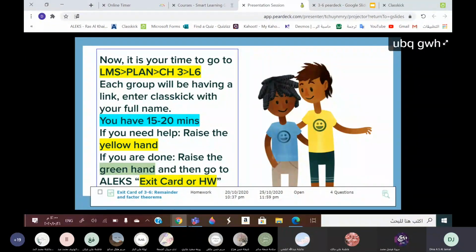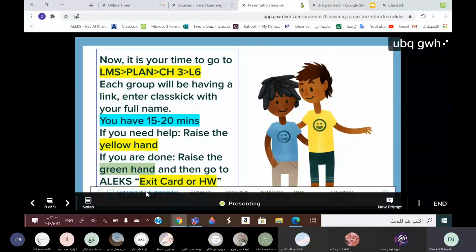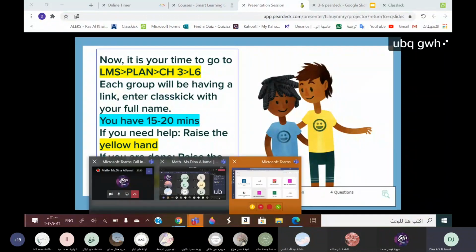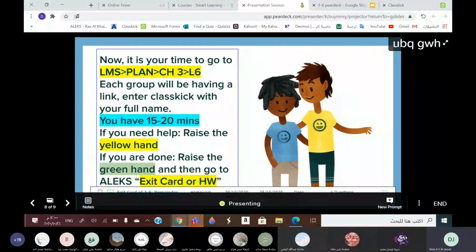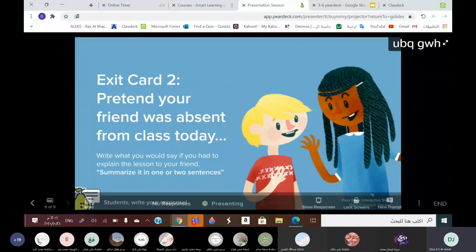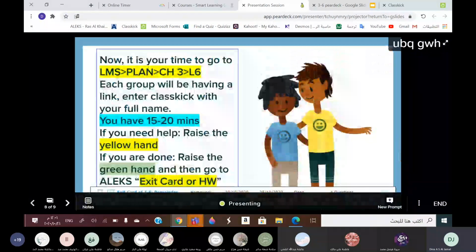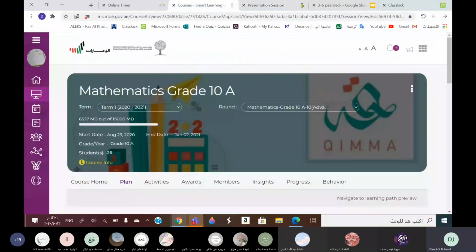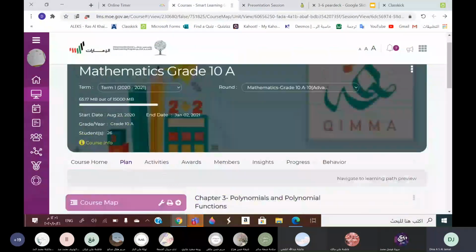If you are done, then raise your green hand and go to your Alex first exit card. And this Alex will be containing 4 questions, and it could be whether an exit card or homework. And at the end, we will be having another exit card to pretend that one of the friends is absent. Now go, please. Your timer will be starting.